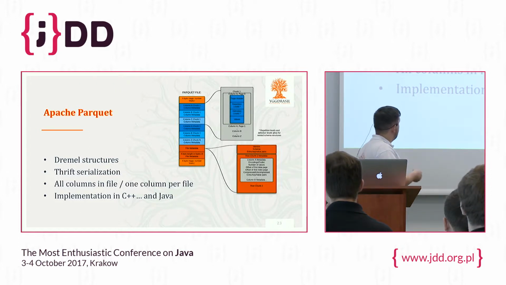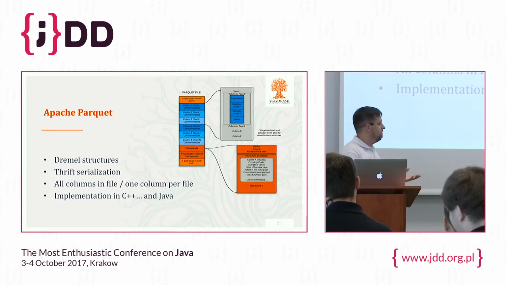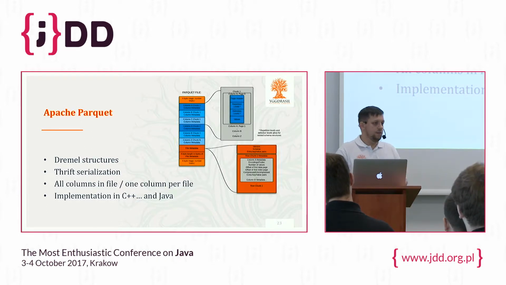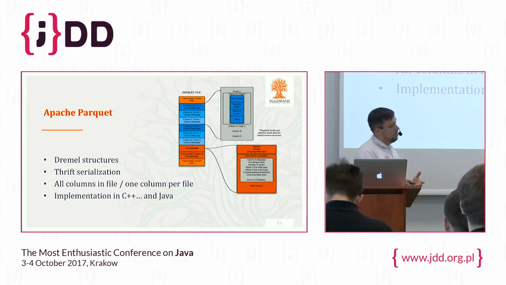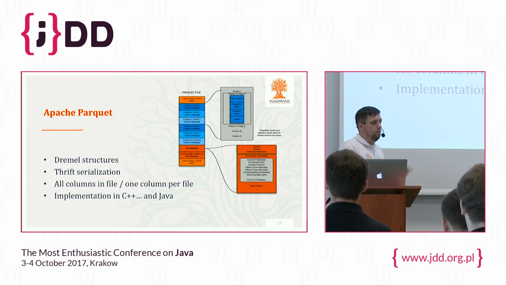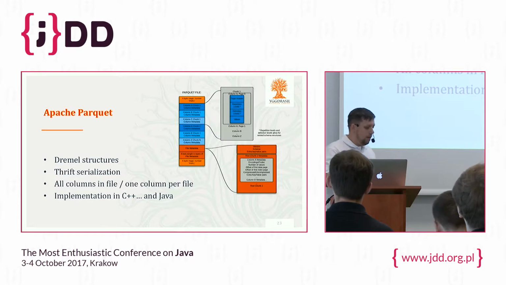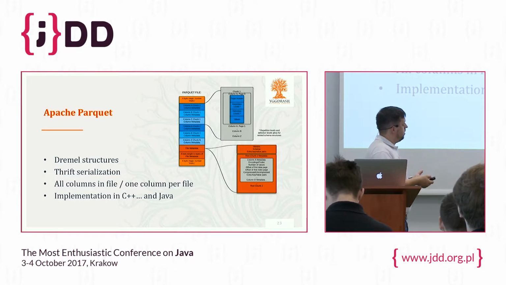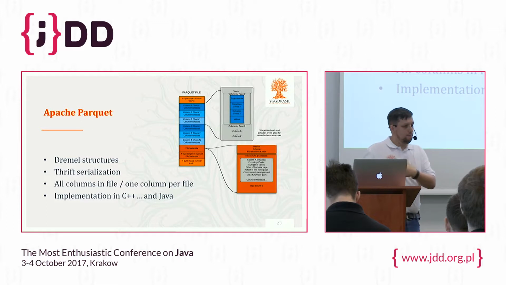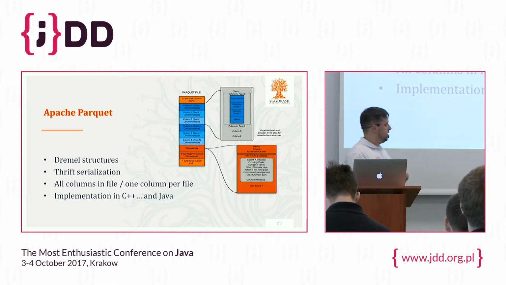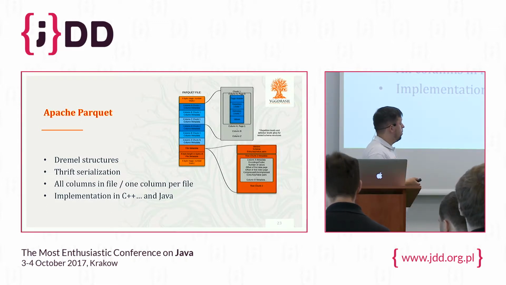The easiest way is to use Thrift serialization. Do you know Thrift? Can you raise your hands? Okay, Thrift is a method of defining the serialization method. Then you can easily run it in many programming languages. That means it will be compatible between many programming languages and easy to recreate the serialized entities. All columns will be stored in one file. Of course, if you decide, you can put the data for a specific column in a separate file, but it is not required by the format.